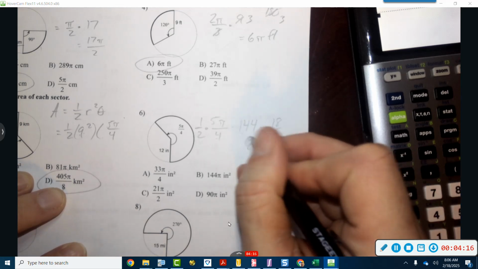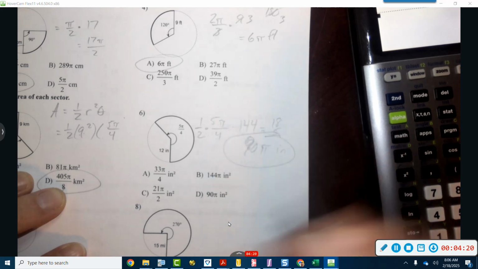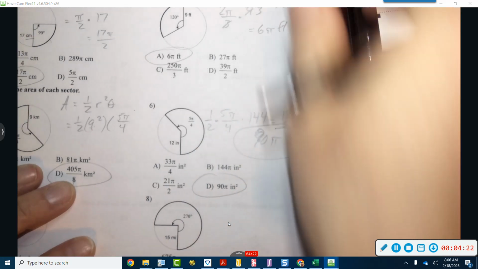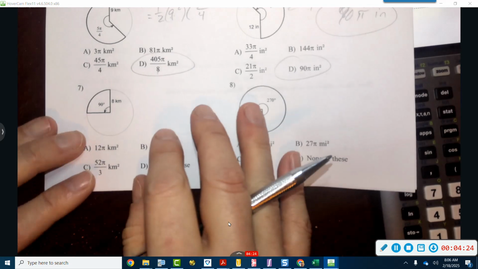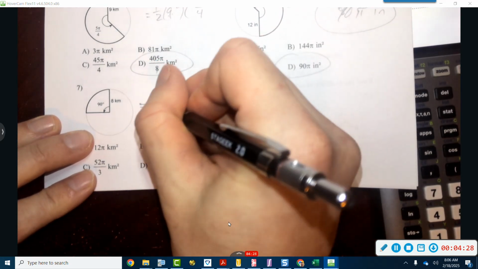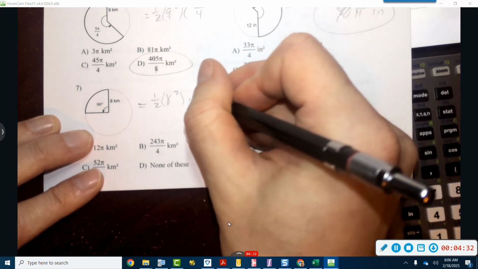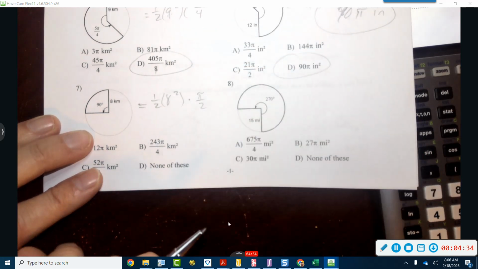40. So it's 90, 90 pi, and that's in inches. Okay, and now we're in radians. I'm sorry, degrees. So now we go 1/2 r squared times pi over 2. I had to convert it to radians.